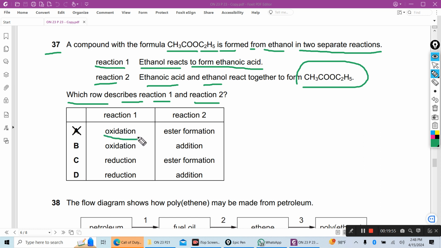Reaction 1 is oxidation, because ethanol is oxidized to ethanoic acid. This is an oxidation reaction, where oxygen is added. And reaction 2, the reaction type, is ester formation, as ethanoic acid reacts with alcohol to produce ethyl ethanoate. Ethyl ethanoate is an ester, so this reaction is an ester formation reaction.